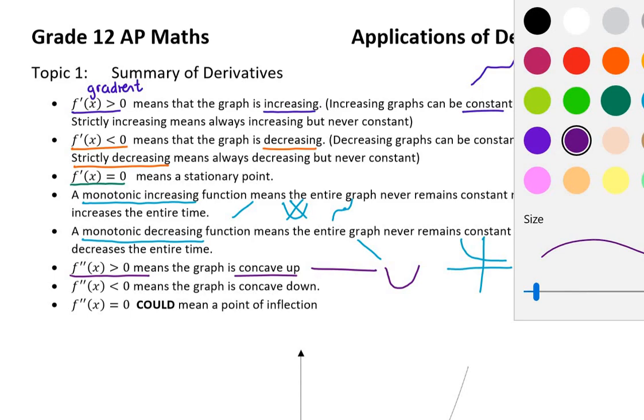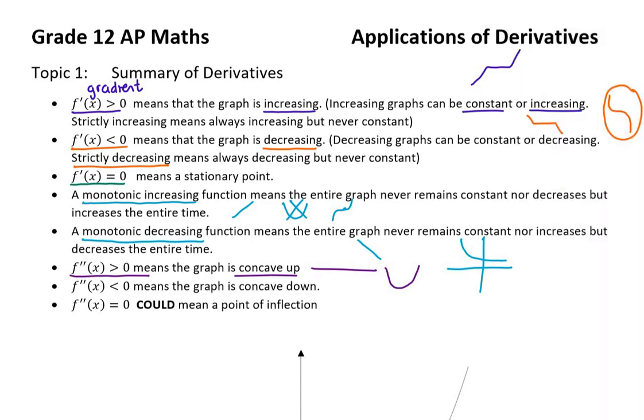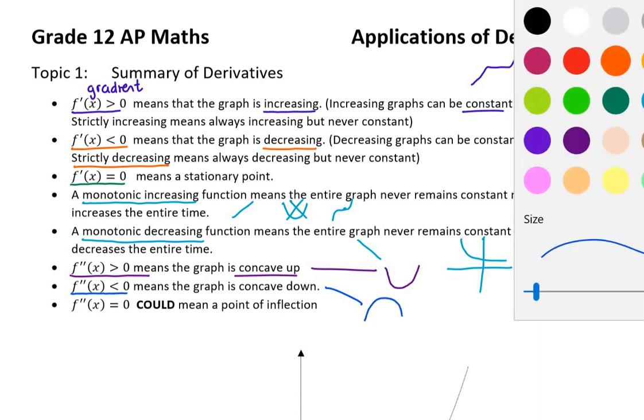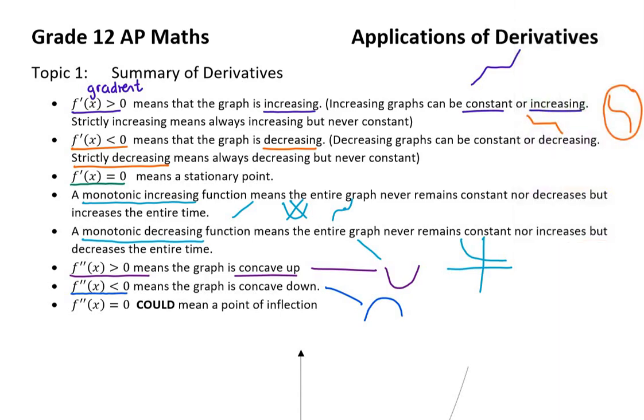Concave down is exactly the opposite. So if the second derivative is negative, it's concave down, and I will explain that in a second. And then lastly, something we should know, if the second derivative is 0, it could mean a point of inflection. Now, in normal maths, most people teach that to find a point of inflection, second derivative is 0, you have a point of inflection.